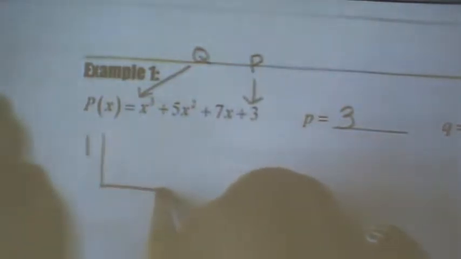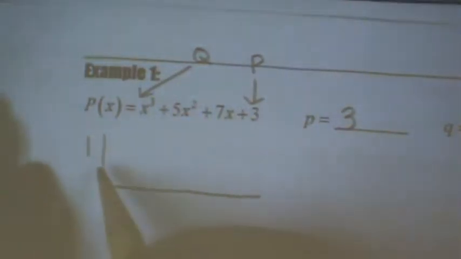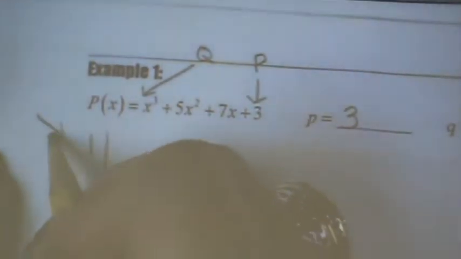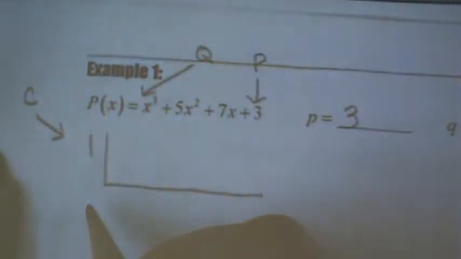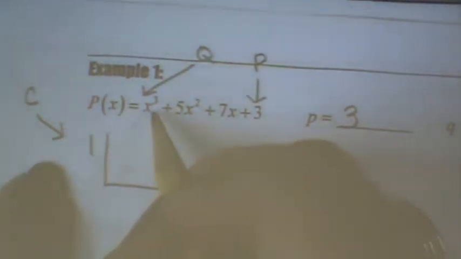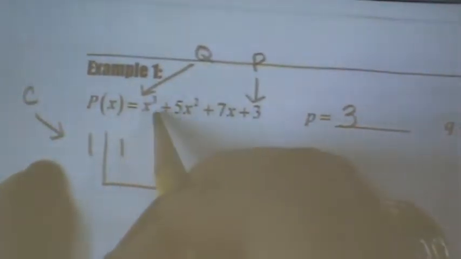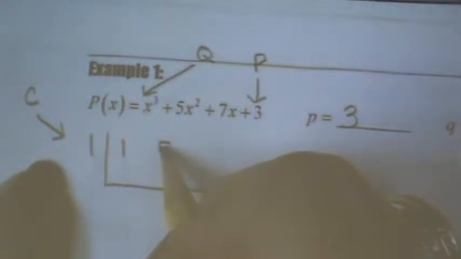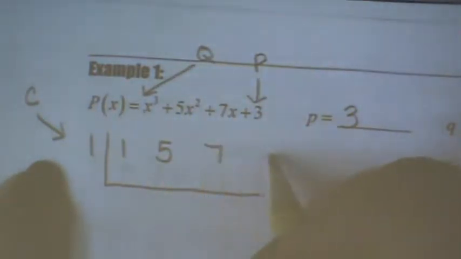So now what you're going to do is take one at a time, and you're going to use synthetic division. So I always try 1 first. 1, we call this the C value. This is your C value. In case there's one missing, put a 0. So your coefficients are 1, 5, 7, and 3.